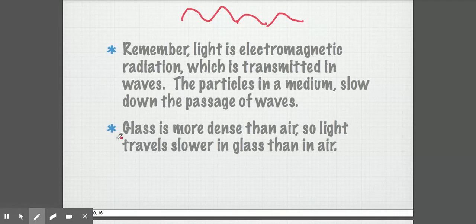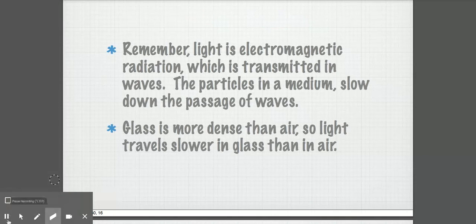So, for example, the medium glass. Glass is more dense than air, so light is going to travel slower in glass than it does in air. So you have this light traveling faster in air. As soon as it hits glass, it's going to slow down. There are more particles in the way, it's more dense, so you're going to see the slowing down of that wave.